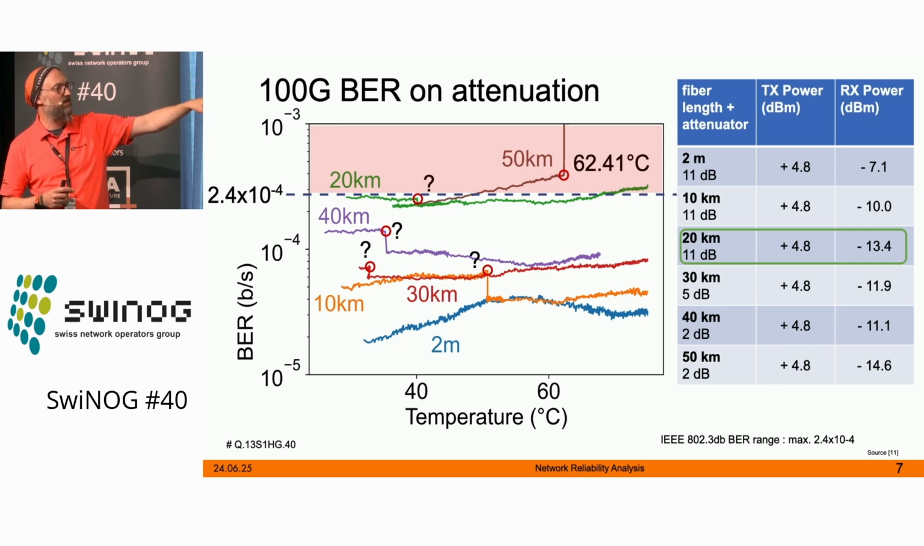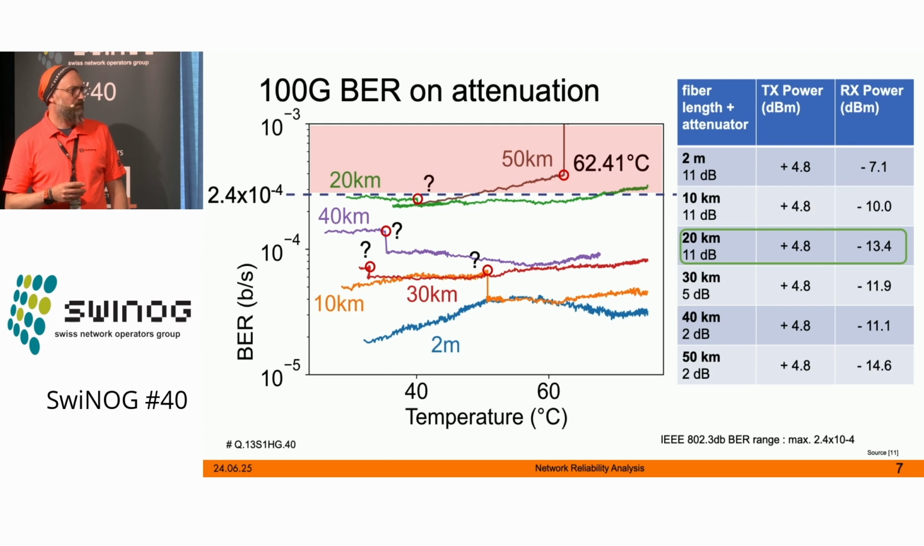You can even see it at a higher temperature. We are below that one. And to have the proof there on the 50 kilometers, we were really out of spec at minus 14.6 dBm, and you can also see it on the curve. The 50 kilometers went through the roof.